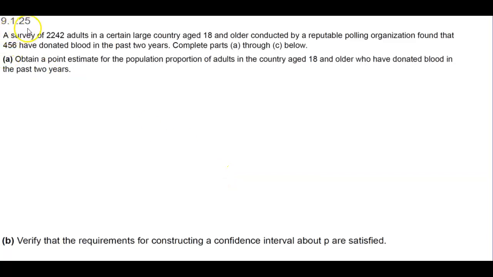Section 9.1.25, a survey of 2,242 adults in a certain large country aged 18 and older conducted by a reputable polling organization found that 456 have donated blood in the past 2 years. We want to complete parts A through C below. For part A, it says obtain a point estimate for the population proportion of the adults in the country aged 18 and older who have donated blood in the past 2 years.